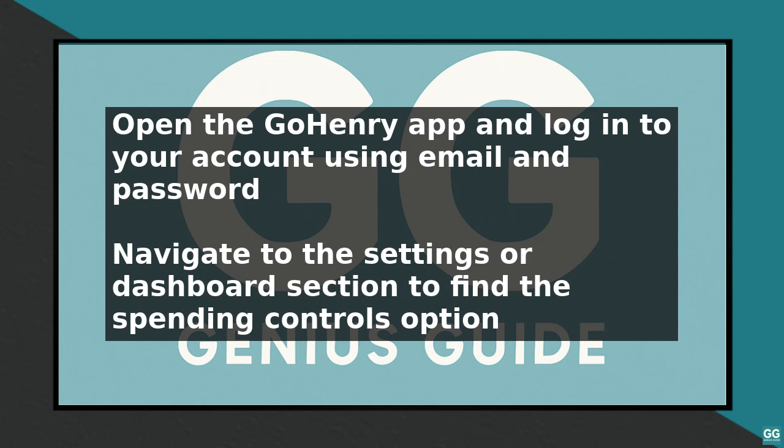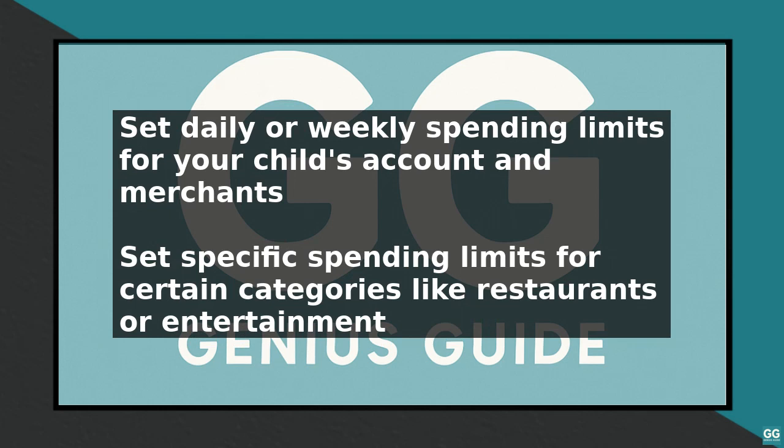First, open the GoHenry app and log in to your account using your email and password. Once you are logged in, navigate to the Settings or Dashboard section, where you can find the Spending Controls option. Click on this option to access the Spending Controls dashboard.